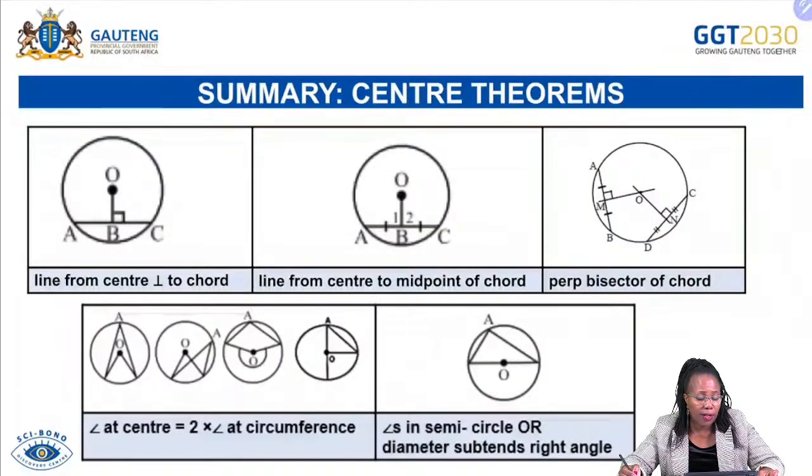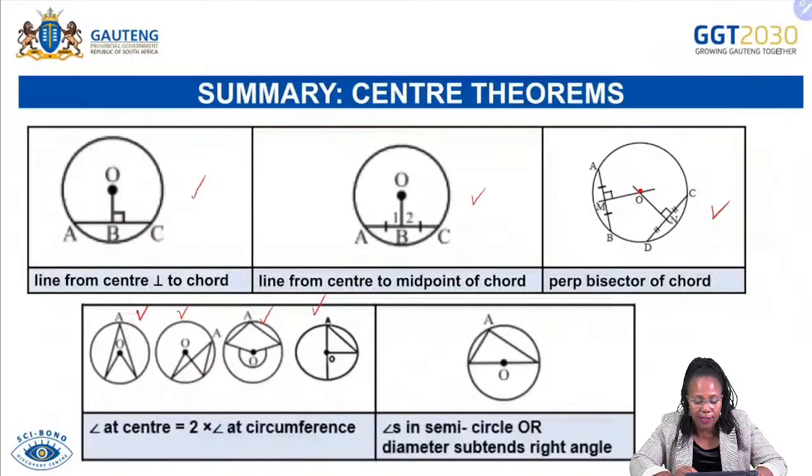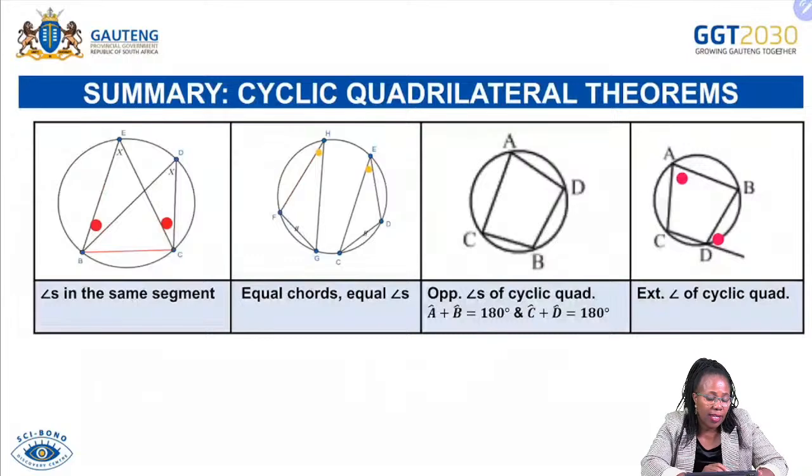And then this is the summary of your theorems: line from the centre perpendicular to the chord, line from the centre to the midpoint of the chord, the perpendicular bisector of the chord passes through the centre. We are expecting 4 diagrams. You must know all of them to be able to identify them in the diagram. Angle in the semicircle, or diameter subtends a right angle. Angles in the same segment are equal. Equal chords subtend equal angles at the circumference and also at the centre.